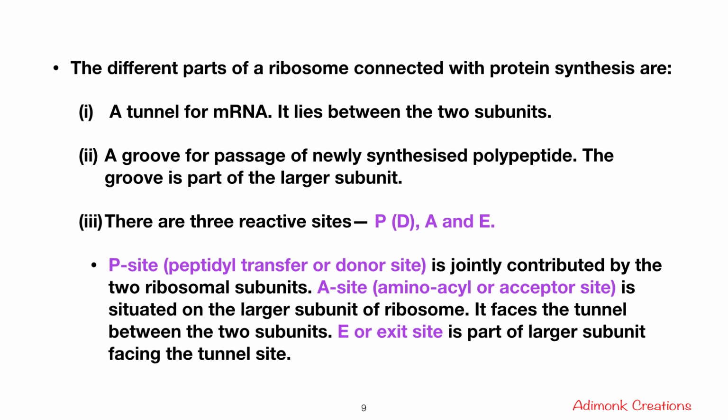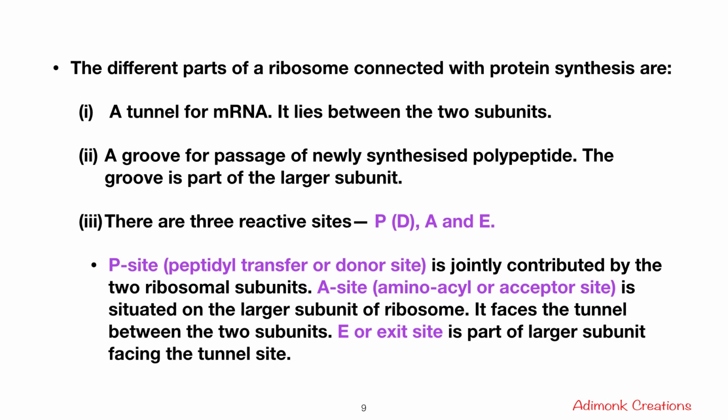The different parts of ribosome connected with protein synthesis are: number one is a tunnel. There is a tunnel for the mRNA to come and lie between the two subunits, and there is also a groove for passage of the newly synthesized polypeptide. The groove is part of the larger subunit, and there are altogether three active sites, which are P or D, A, and E.